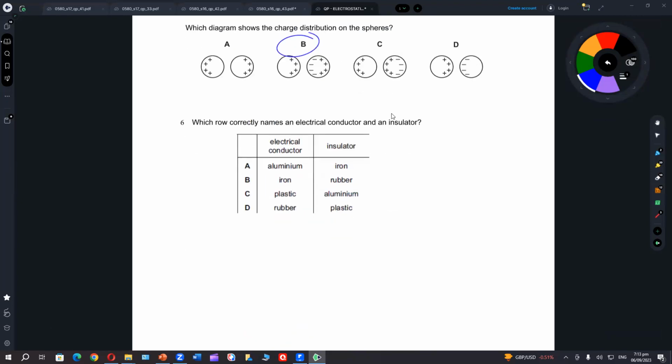Which row correctly names an electrical conductor and an insulator? This is now a memory type thing. Select a conductor and an insulator. B is the right answer.